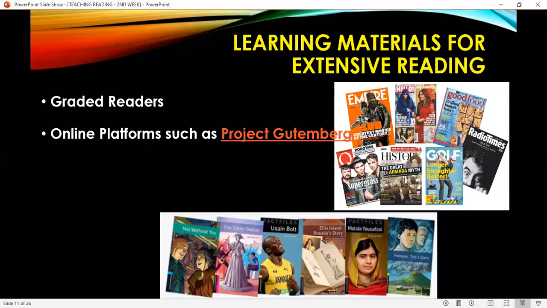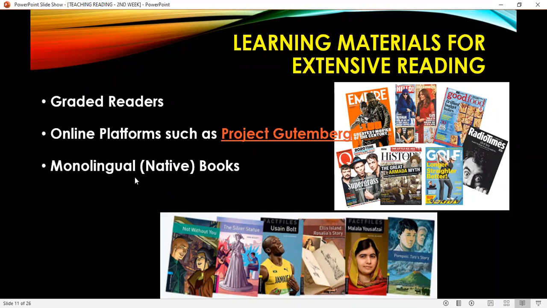Also, we have another one, online platforms. Here I give you one example, Project Gutenberg. Have you heard about this platform? This is a web page. It's a platform. Nobody? Then I'm going to show you examples of these materials. But this is a very useful platform where you can download books, novels, stories. Maybe you cannot find all of them, but they have a huge quantity of books and you can download them free. You don't pay anything. Then I'm going to show you the page.